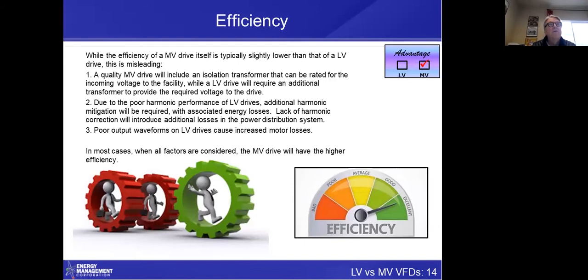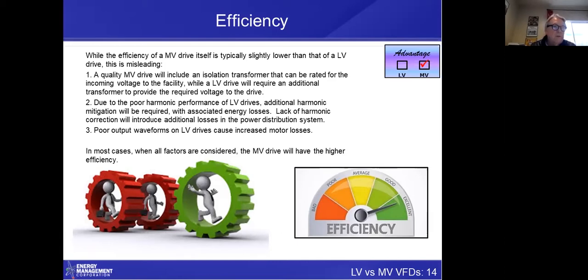First of all, a low voltage drive has to get power from someplace, and that means you're going to have a step down transformer, and that transformer has losses in it. So that transformer is included in the medium voltage drive. It's not included in the low voltage drive. And let's say that's 1% efficiency. The efficiency of the transformer is included in the medium voltage drive cut sheet, not in the low voltage. So you really have to factor that in because those are legitimate losses.